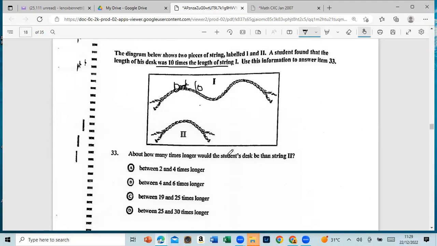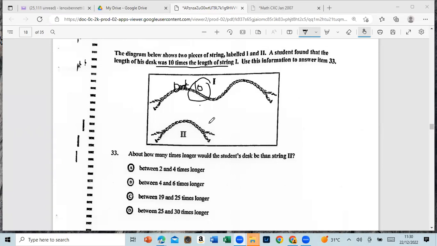So guys, the desk is 10 times longer than string 1. About how many times longer would the student's desk be than string 2? The desk is 10 times longer than this. Would it be more than 10 times longer than this, or less? More. More. So what's the answer? Akeelia? C. Yeah, C is correct.